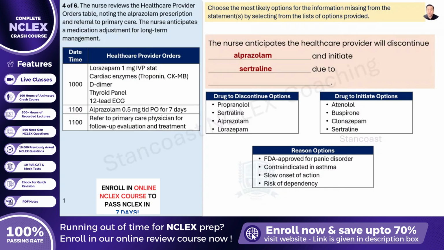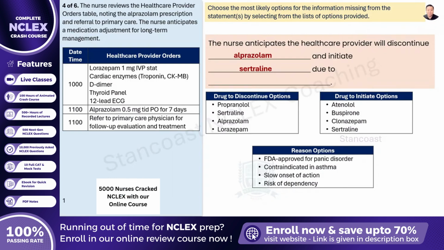So buspirone is also incorrect because this is only great for generalized anxiety disorder, but not for panic disorder. And buspirone is not FDA approved for panic attacks and does not work as effectively for sudden onset symptoms. So you'd be giving a medication with limited benefit for this particular diagnosis.